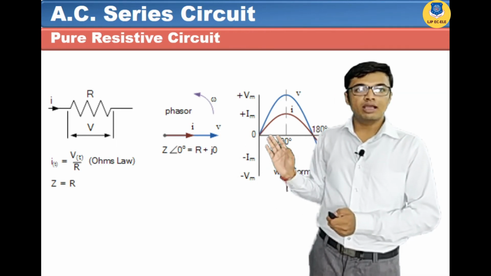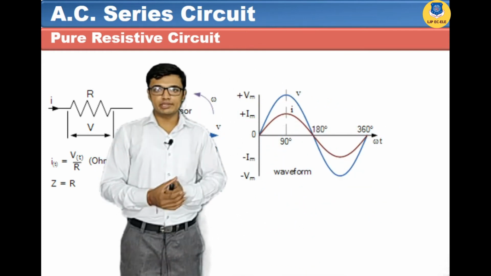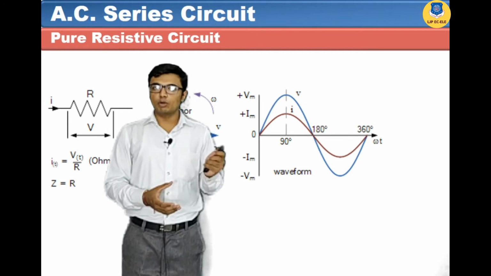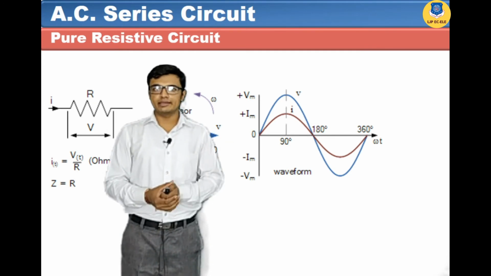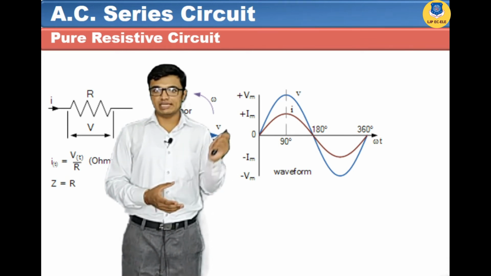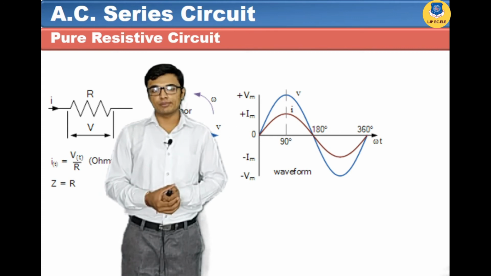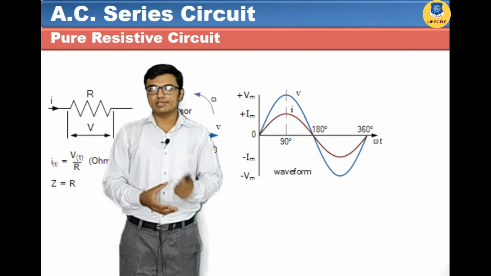In this circuit, the voltage vector will start from 0 degree. At the same time, the current will also start from 0 degree. As we know, both of the vectors start from 0 degree and both become maximum at 90 degree. Also we can say that both of the vectors are in phase. So the phasor difference between the voltage vector and current vector is 0. So cos 0 is equal to 1. So the power factor of a purely resistive circuit is always unity.